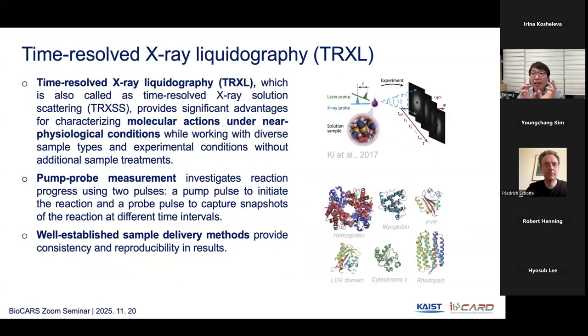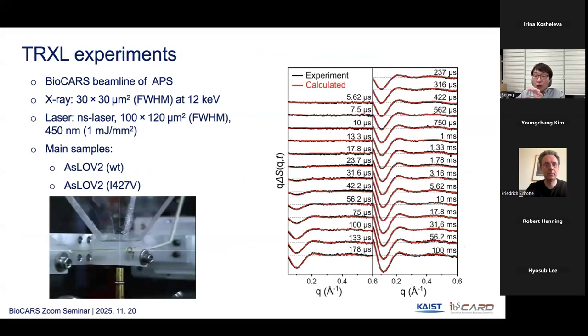So to capture this dynamic change, we employ time-resolved X-ray liquidography, shortly TRXL, which is also called time-resolved X-ray solution scattering, and we expect that TRXL provides an efficient way to observe the light-induced structural change of the LOV domain in real time and in real solutions. To perform this TRXL experiment, we use BioCARS, and our X-ray beam has a size of about 30 microns at 12 keV, and we use nanosecond lasers with a wavelength of 450 nanometers and a spot size of about 100 microns.